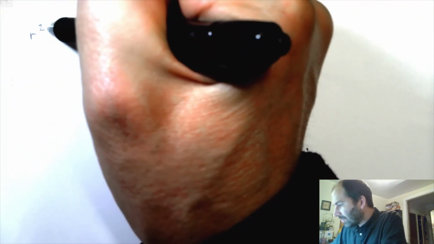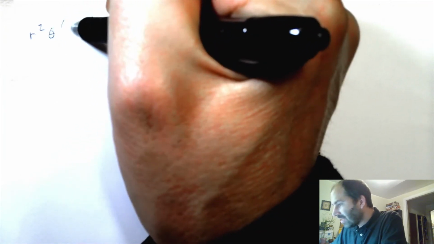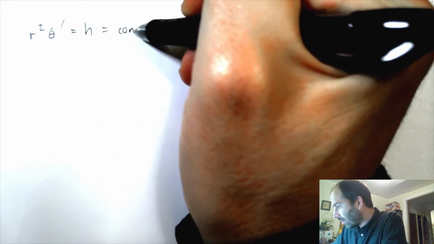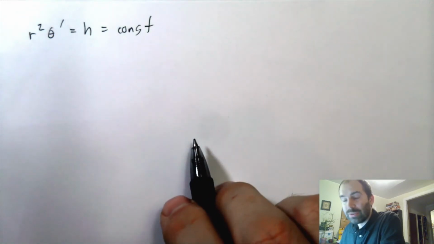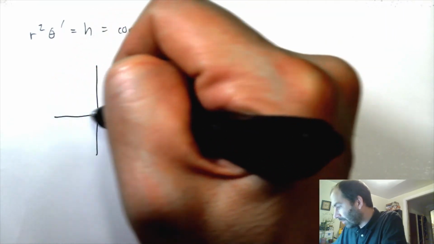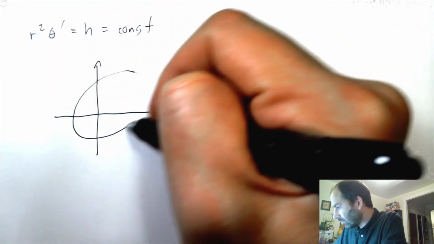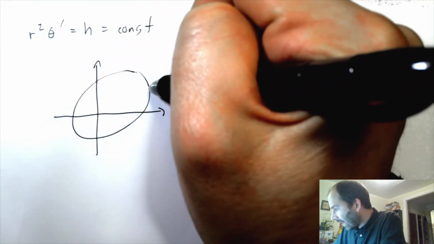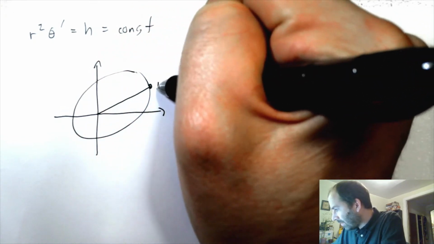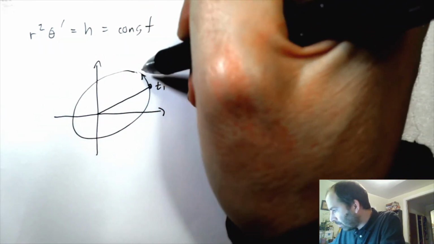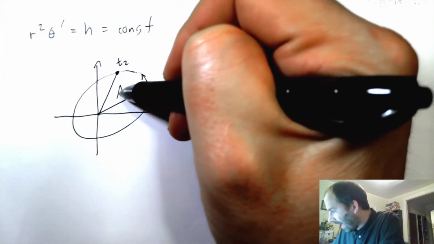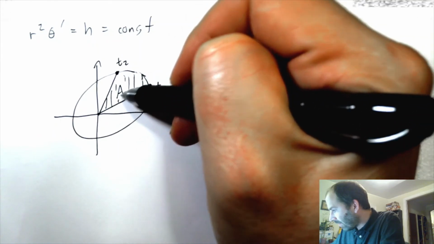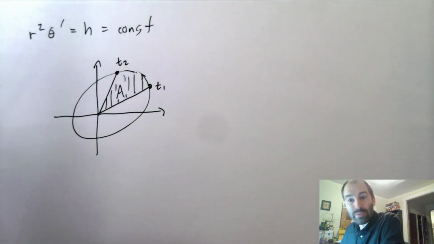We're going to prove Kepler's second law, and we're going to use this equation that we had, that r squared theta prime is equal to a constant. So let's think about what we're doing here. The object's moving around, and we're going to consider that at time t1 it's over here, and then it moves around, and at time t2 it ends up over here. And we're going to measure the area of that sector.